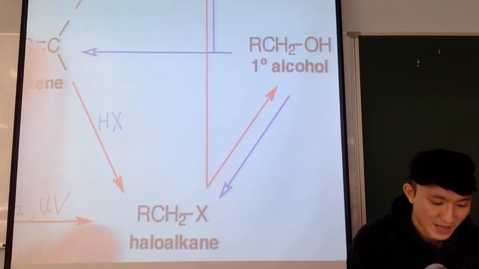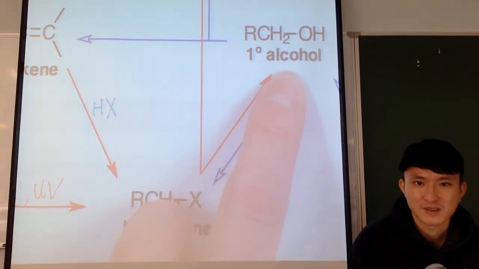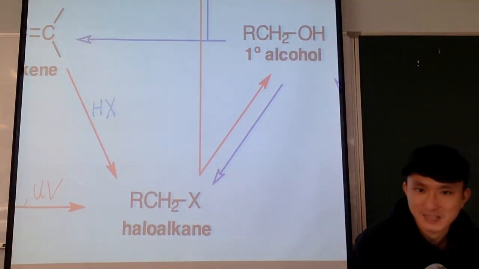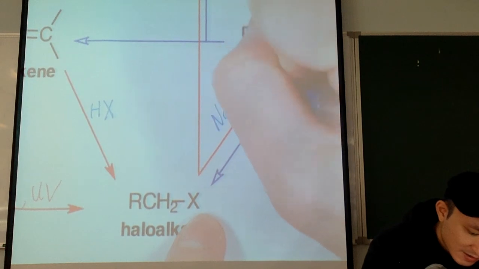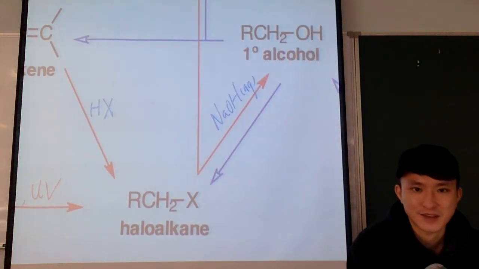Maybe we start from here, shall we? So alkene becomes haloalkane. How can haloalkane be converted to alcohol? This one is a substitution reaction with sodium hydroxide, aqueous. You don't have to heat it.